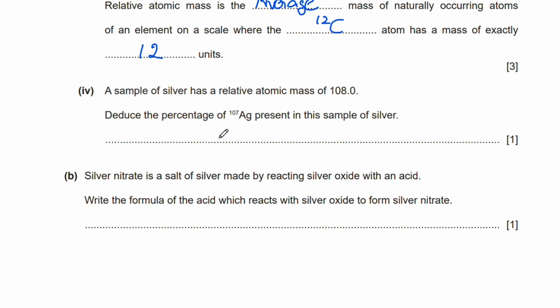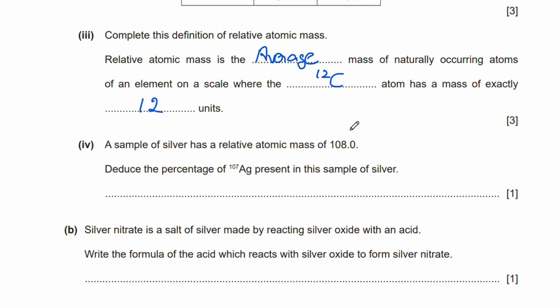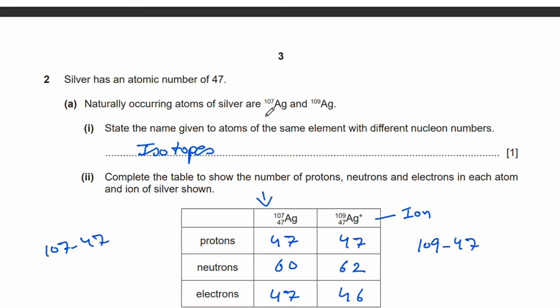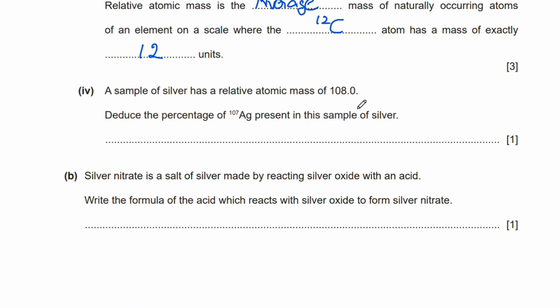A sample of silver has a relative atomic mass of 108. Deduce the percentage of Ag 107 present in a sample of silver. So they have already given you the two isotopes of silver, which are 107 and 109. Now this 108 lies exactly in between them. So what would be the ratio? It is 50% of each. The average of 107 and 109 is 108. So you write, deduce the percentage, that will be 50%.